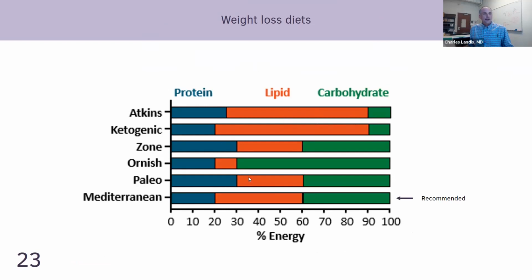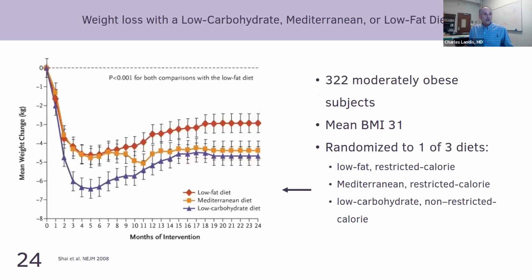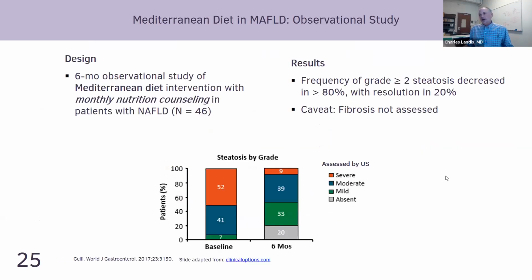lipid and carbohydrate. I tend to recommend the Mediterranean diet as a guideline because it has relatively balanced amounts of protein, lipid, and carbohydrate. There's lots of recipes and there's plenty of data supporting it as cardiometabolic healthy and NASH healthy. It seems to work ultimately just as well in the long run as a low carbohydrate diet. Also, there haven't been a lot of direct studies looking at the Mediterranean diet in NAFLD, but this one study assessed hepatic steatosis quantitatively by ultrasound, comparing individuals on a 6-month observational Mediterranean diet.